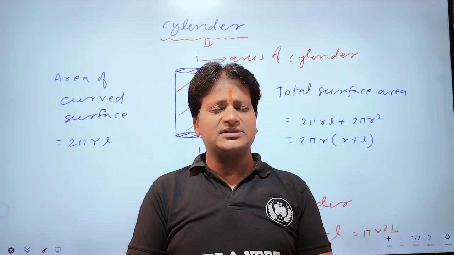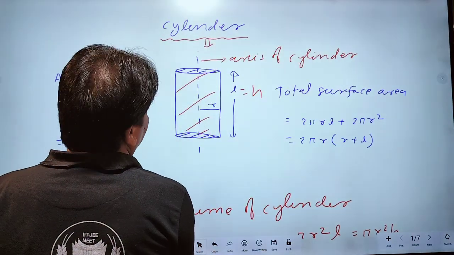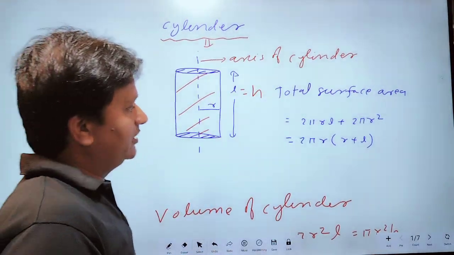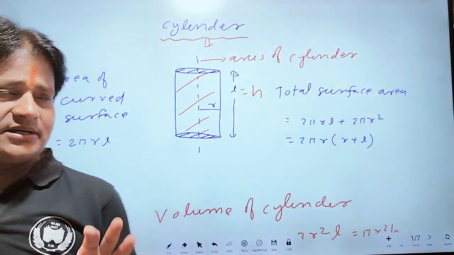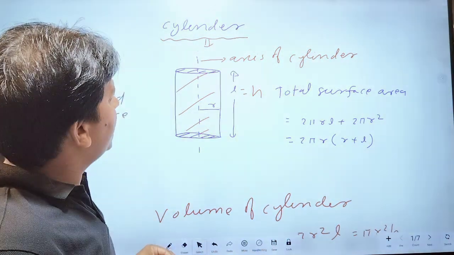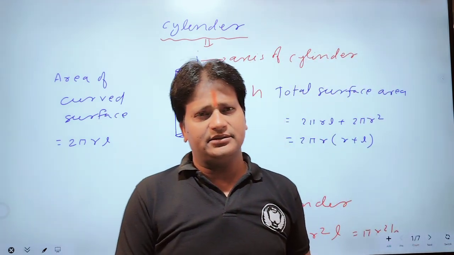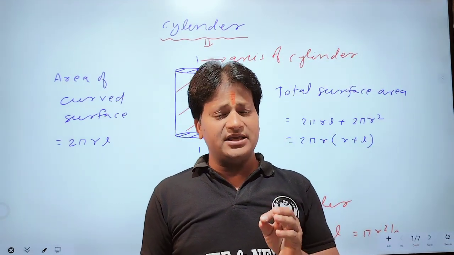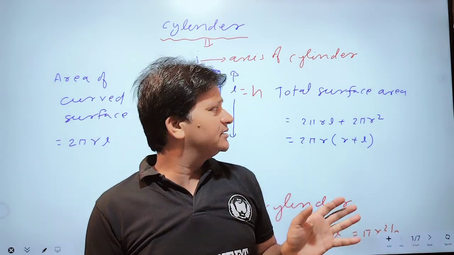Today, I am going to discuss mathematical tools. In last class, I have already taught you how to find the area of a ring whose radius is r and thickness is dr.